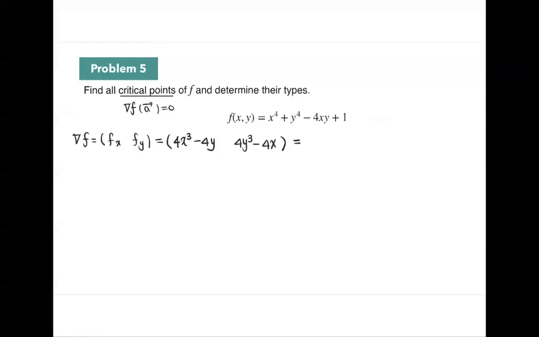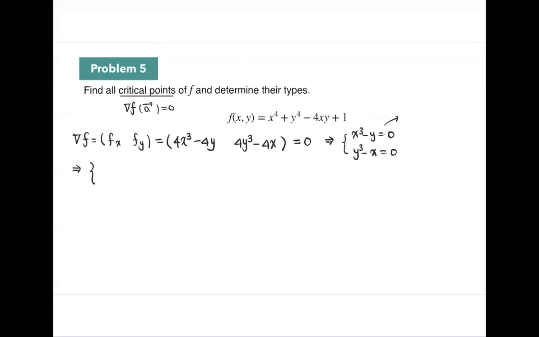So when the gradient of f is 0, if we take the partial derivatives, we get two conditions: x cubed minus y is equal to 0, and y cubed minus x is equal to 0.